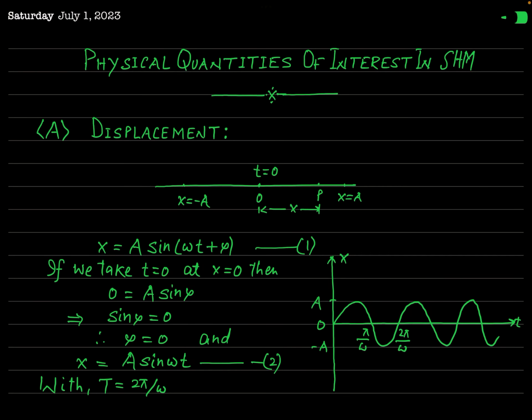In today's lecture, we are going to discuss some important physical quantities of interest in simple harmonic motion. Actually, there are four important quantities which are invariably used in the discussion of simple harmonic motion of a particle. And these are displacement of the particle during SHM, its velocity, its acceleration, and its energy.